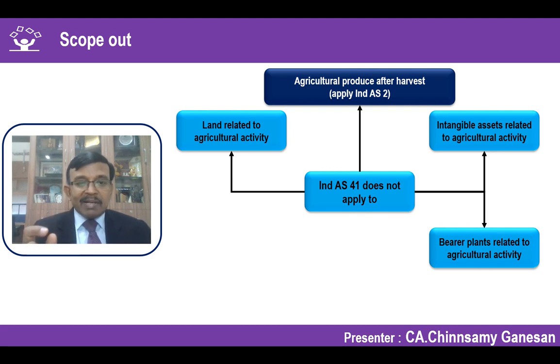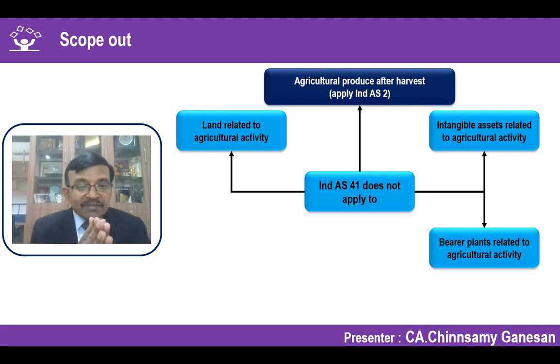What do you mean by the bearer plant? The bearer plant means the tea bushes, the coffee plants, the rubber trees. What is coming out of that is the tea leaves, which is an agricultural produce. What is coming out of the coffee plant? Coffee plant is a bearer plant. The agricultural produce arising out of that is the coffee fruits. What is a bearer plant? It's a rubber tree. The agricultural produce which the bearer plant gives is the latex.